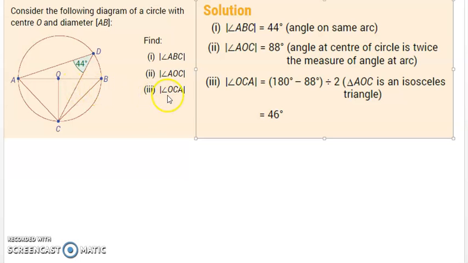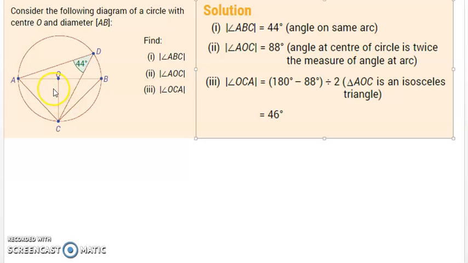And then for part 3, find the size of the angle OCA. Well, this is an isosceles triangle. So we can say this is an isosceles triangle, AOC, sorry. This is 88 degrees. We know it's an isosceles triangle because OA is a radius and OC is a radius.